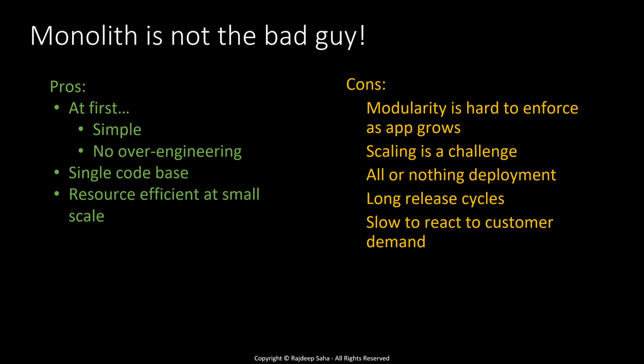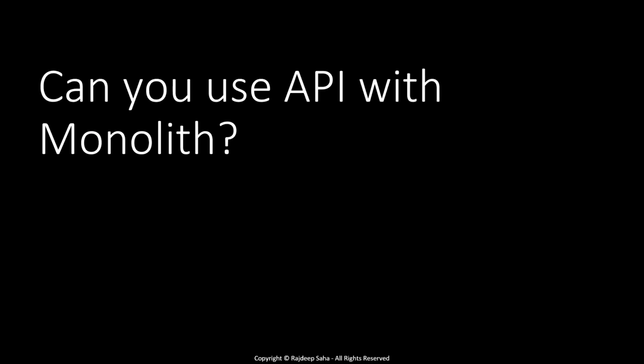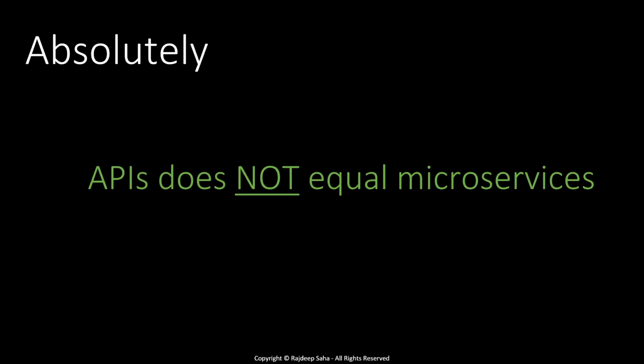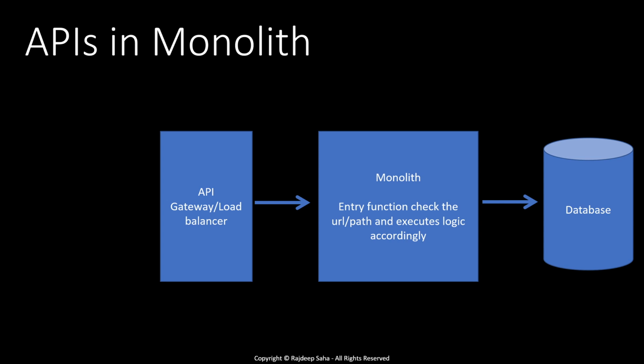Now let's talk about a very common misconception. Can you use APIs with a monolith? Absolutely. APIs have nothing to do with monolith or microservices. Your monolith can be fronted by an API gateway or a load balancer. When different URLs or paths hit this API gateway or load balancer, they could forward all these calls to the same monolith. And this monolith will have an entry function or entry paragraph which will check the URL or path and invoke different functions within the monolith and execute the logic accordingly.